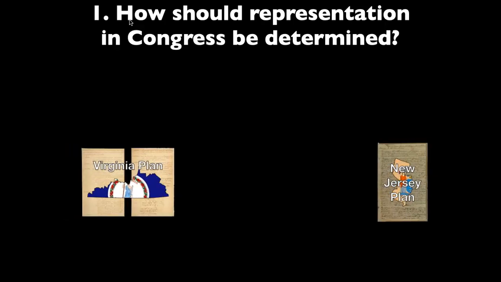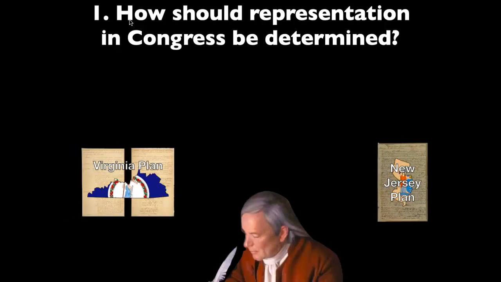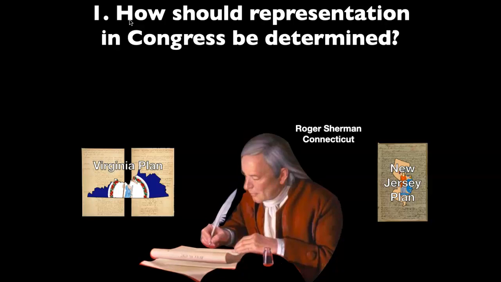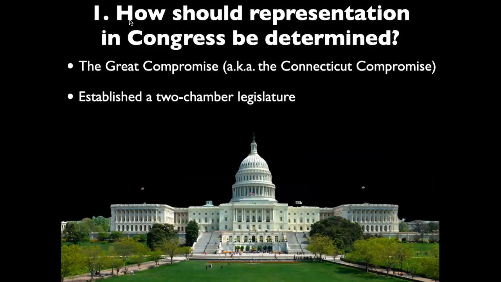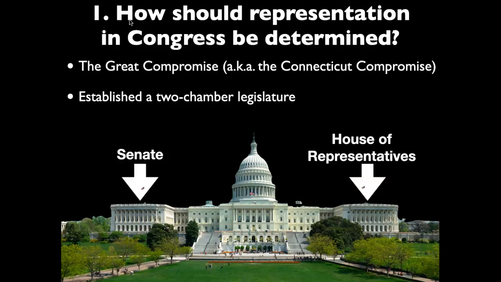So when we left off, we were talking about how representation in Congress should be determined. And there's this conflict between the two major plans, the Virginia plan and the New Jersey plan. Eventually, Roger Sherman of Connecticut proposes what will become known as the Great or Connecticut Compromise. And it's going to establish a two-house legislature, a bicameral legislature, if you will. We have the Senate and the House of Representatives.